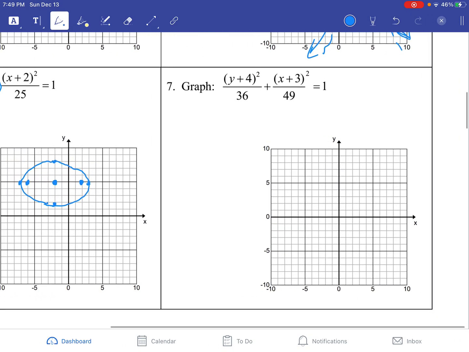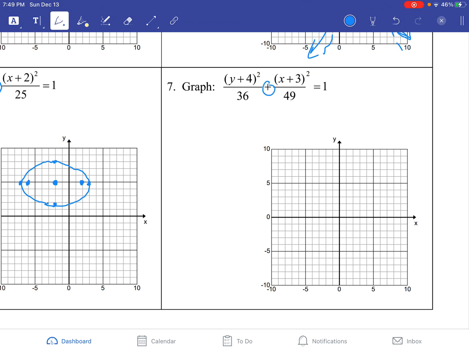All right, next I have another ellipse. I know this again because there's a plus sign there. So my center is going to be at -3, -4. The a value is again bigger, so that means it's going to be 7. The b value is going to be 6. The c value is going to be 49 plus 36. So 49 plus 36 is equal to 85. And the square root of 85 is 9.2.